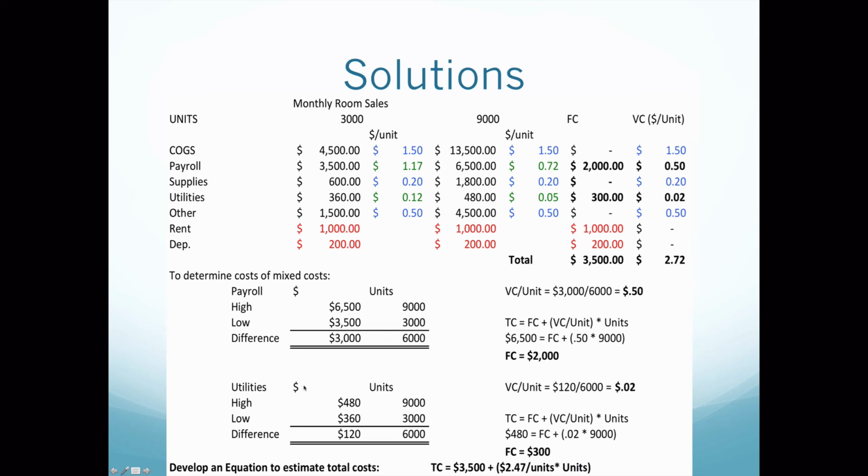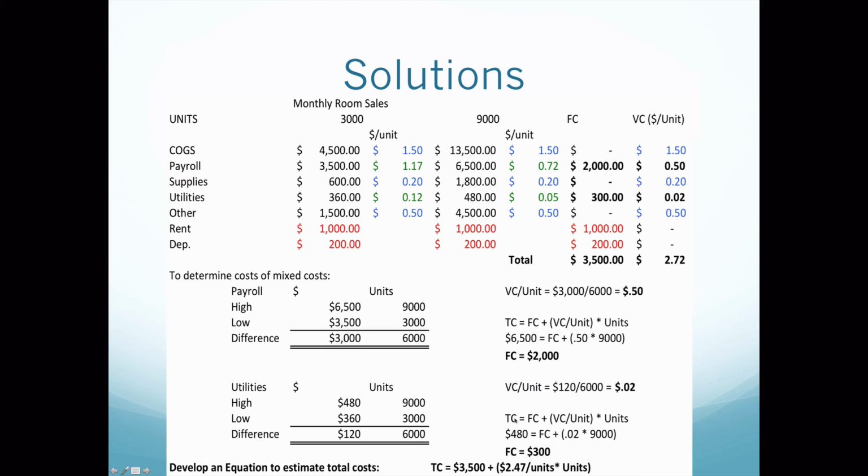We go down and we do our utilities, take our high units, our low units, and we get a difference of 6,000. We take our high dollars and our low dollars and get a difference of $120. When we take our dollars over units, we find out that we have 2 cents per unit of utilities. So we plug that in up here.